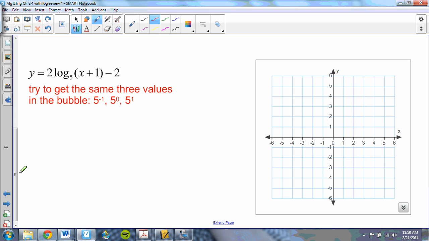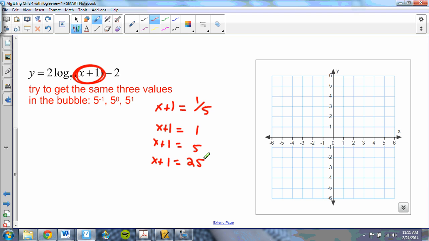Okay, so let's talk about this one. It still has the log base 5. That's not changing. But now I've got stuff inside a parenthesis, and something that I'm subtracting, and something that I'm multiplying. So there's a lot more going on. But I still want to get this parenthesis here. I want x plus 1 to equal powers of the base. I want it to equal 1/5, and 1, and 5, and I can think about 25, although that's again too big. I'm picking these numbers because these are all powers of 5.